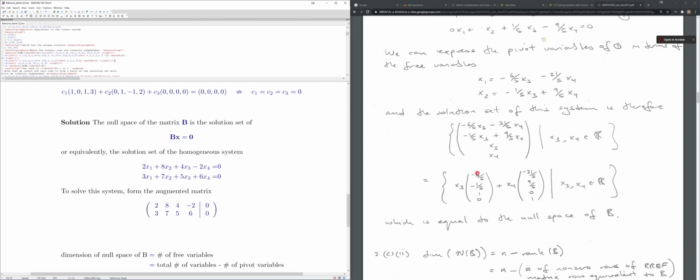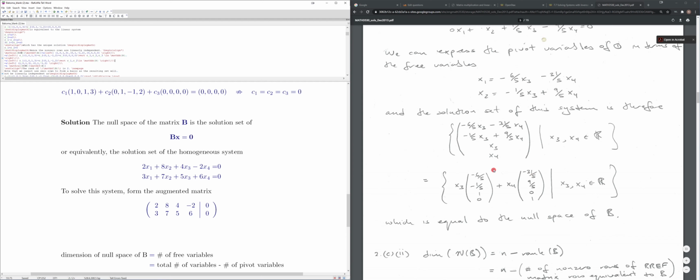And we talked about how you could separate these. You have a single vector here, and you can separate it into a vector just involving x3 and a vector just involving x4. Once you do that, you can pull the x3 out of your first vector and the x4 out of the second vector. So your solution set has a vector for each of the free variables, which are x3 and x4. And that is true in general.